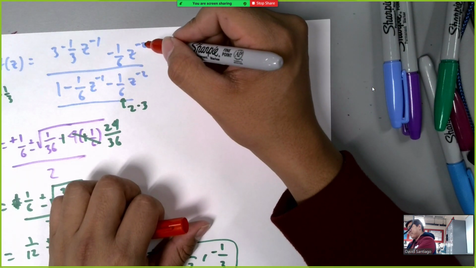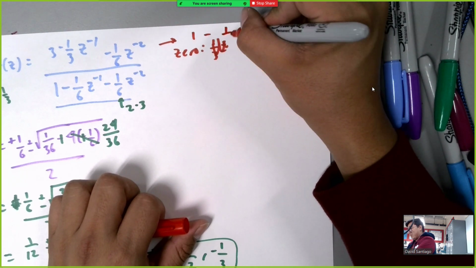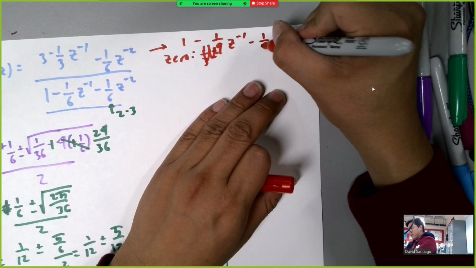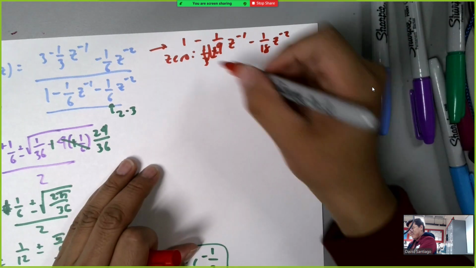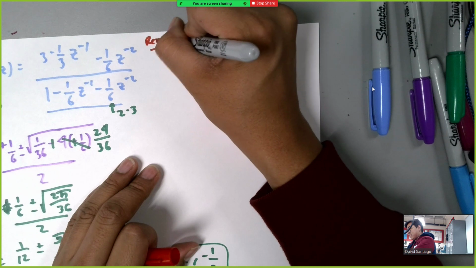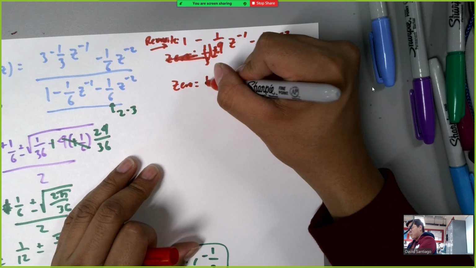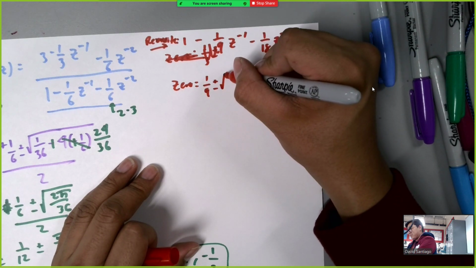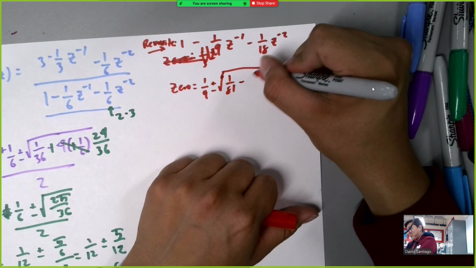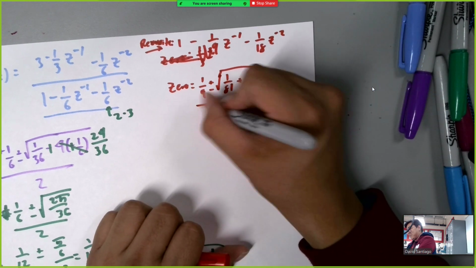Should I? I'm going to rewrite the zeros because I'm getting OCPD'd about this. 1 minus 1 over 9 z to the minus 1 minus 1 over 18 z to the minus 2. Okay, there we go. Rewriting. Right. Now I'm going to do this. 0 is equal to 1 over 9 plus or minus the square root of 1 over 81 minus 4 over 18, all over 2. Oh gosh.